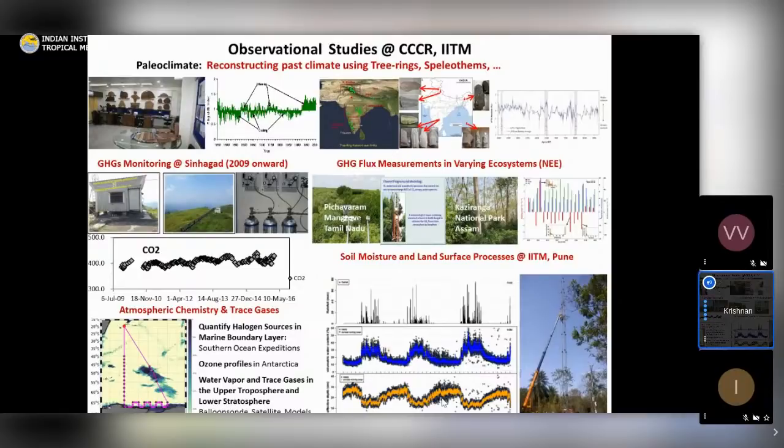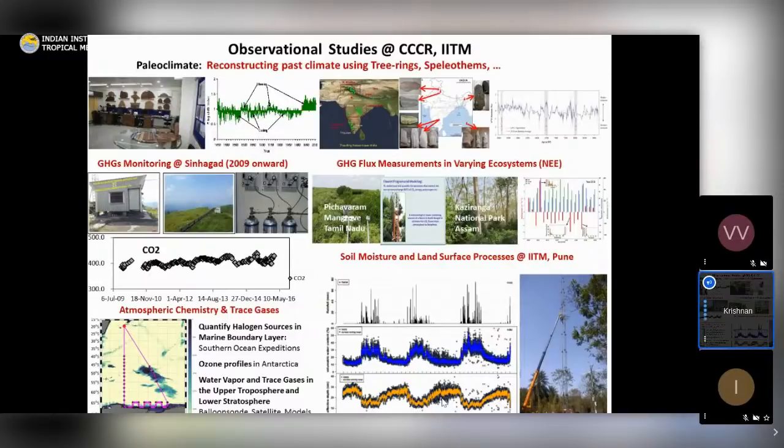And there's a program on atmospheric chemistry and trace gases. This involves a lot of expeditions in the Southern Ocean and Antarctica. This work is partly done in collaboration with the NCPOR in Goa, and trying to quantify halogen sources in the marine boundary layer, and also their measurements of ozone profiles in Antarctica.